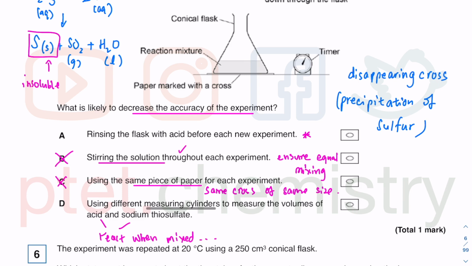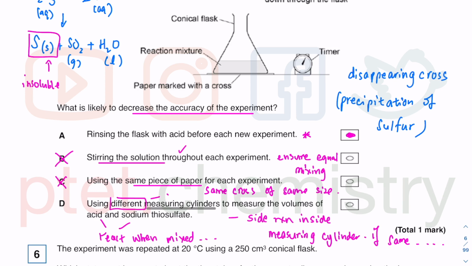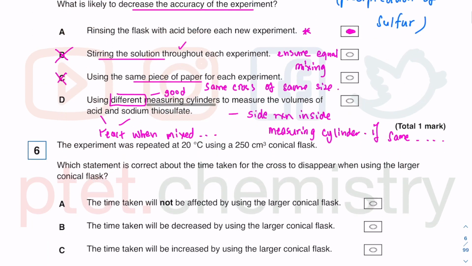measuring cylinder to pour out the required volumes, they're going to react together. So I think between A and D, the same cylinder is going to give you a side reaction inside the measuring cylinder. If they already react when you use the same measuring cylinder, you don't want to do that, so you should use a different measuring cylinder. That's not going to decrease accuracy, that's going to make it more accurate. So A is going to be the best possible answer there. When you use a different measuring cylinder, that is good, there is going to be a lesser error, so it's not going to decrease accuracy, it's going to improve accuracy instead.